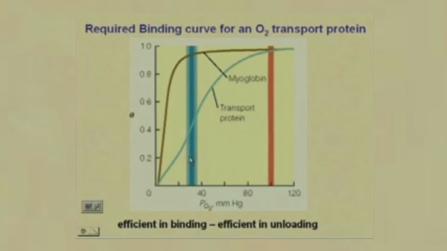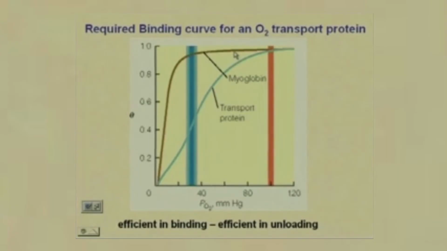So what does hemoglobin do? It is very efficient in taking up the oxygen in the lungs, and it is also efficient in unloading the oxygen in the tissues, which is what you want. So this is the required binding curve for a protein that would transport oxygen.